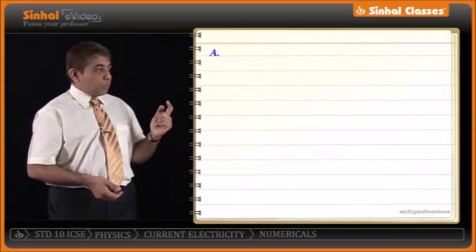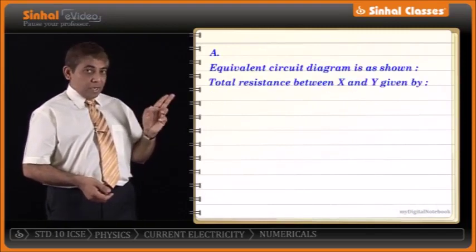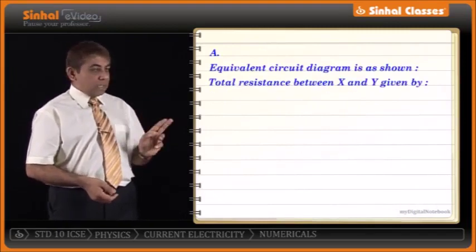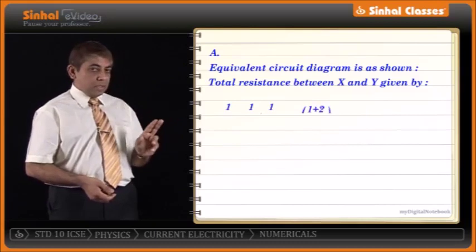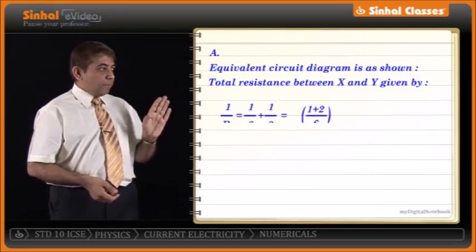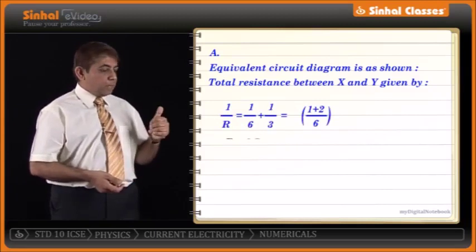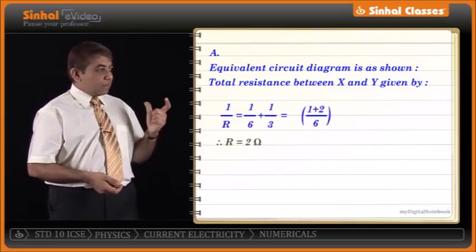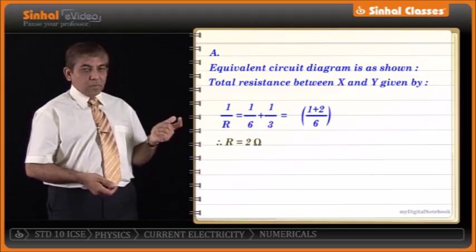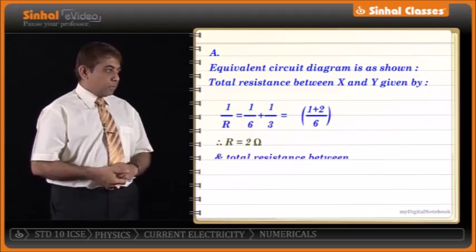The total resistance between X and Y is given as 1 upon R equals 1 upon 6 plus 1 upon 3, which works out to be 1 plus 2 divided by 6, which is nothing but 2 ohms. So I get the resistance between X and Y as 2 ohms.